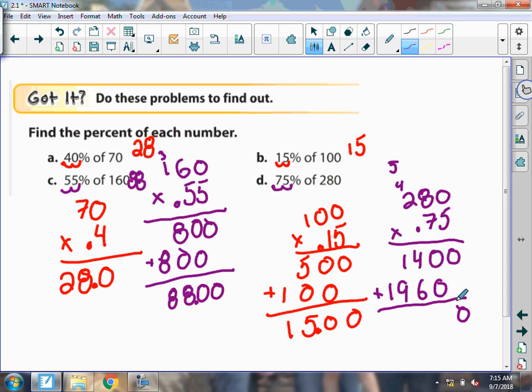So we add this together. 0 plus 0 is 0. 6 plus 4 is 10. 9 plus 1 is 10. Plus 1 is 11. And 1 plus 1 is 2. How many decimal places do we have? 1, 2. It's not always going to be 2, so make sure you pay attention to that. So we have 2 here. So my answer, 75% of 280 is 210.